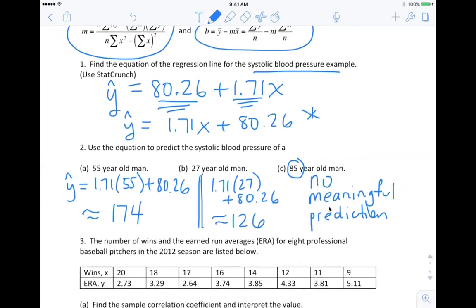You could also do these in StatCrunch. There's a prediction feature as well. So let me jump back to StatCrunch, and we're going to use that for the next problem anyway.